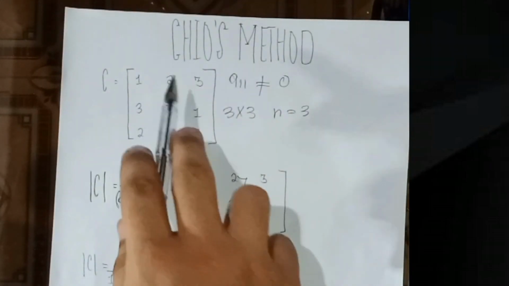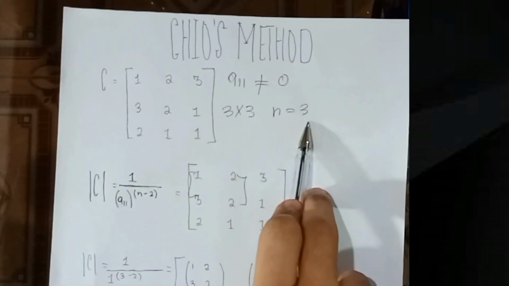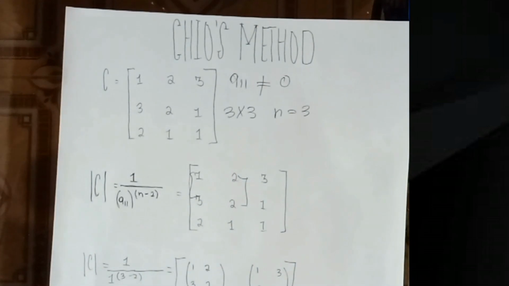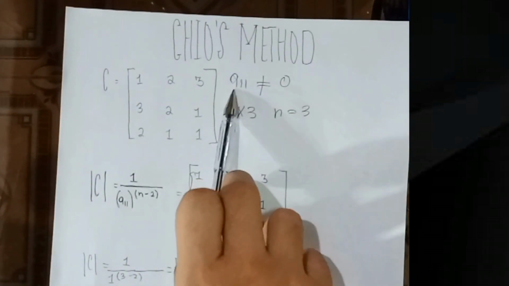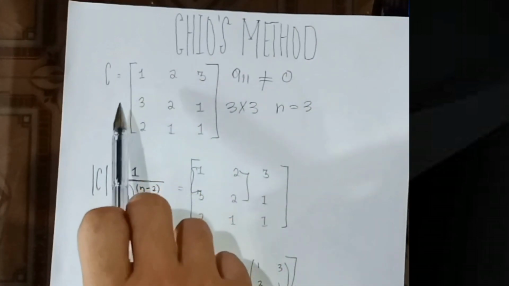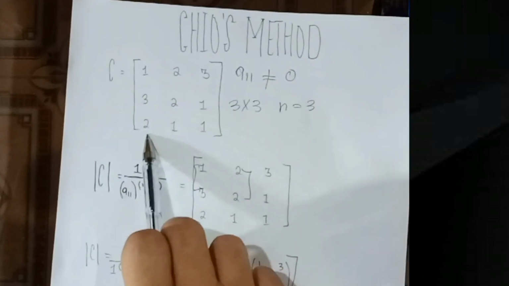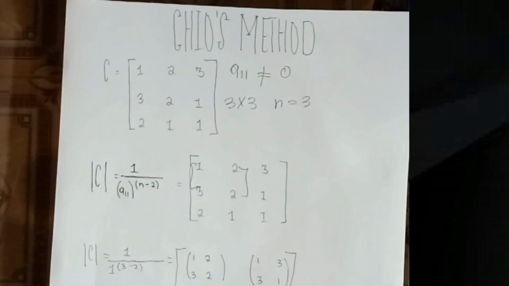Ito yung kanina, yung using Chio's method. 3 by 3 ulit. Then, yung n natin is 3. Then, sabi ko kanina, the A11 or the first element is not equal to 0. So, ito yung bagong given natin. C is equals to 1, 2, 3, 3, 2, 1, 2, 1, 1. And then, let's proceed naman tayo sa ating determinant.